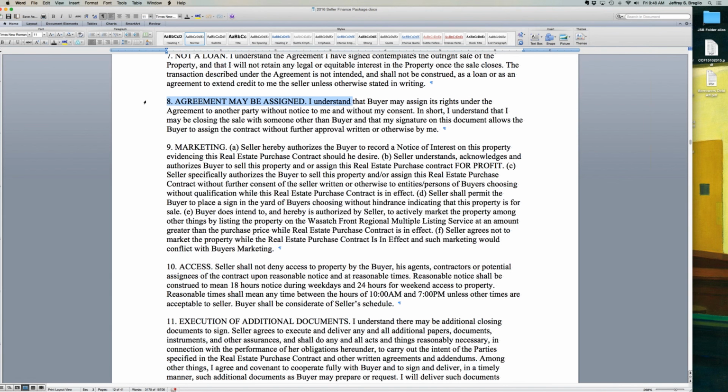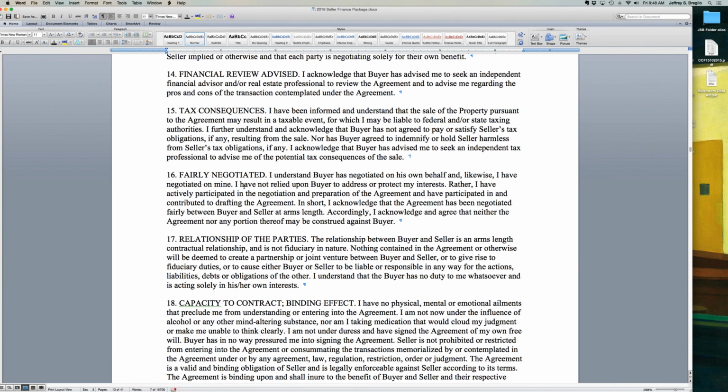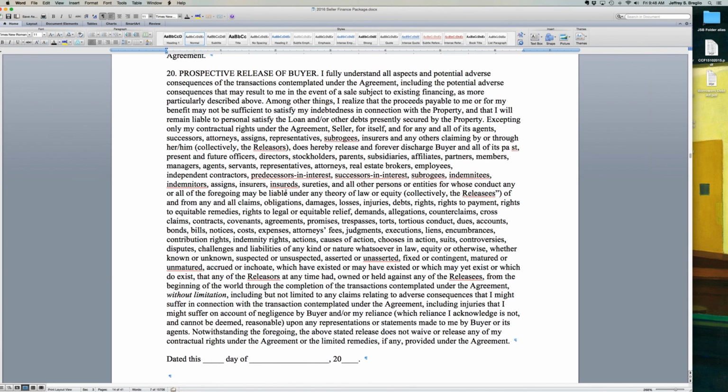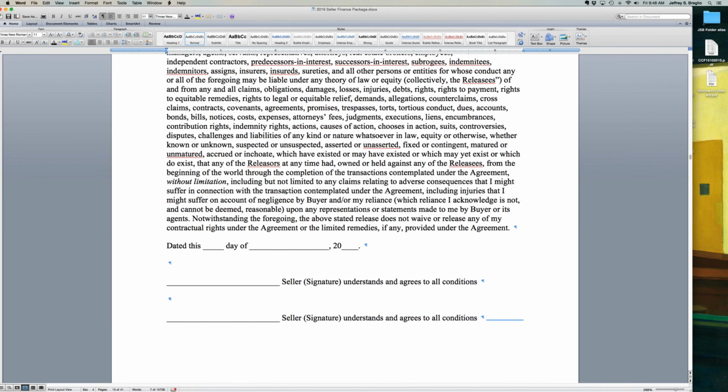This agreement may be assigned. Okay, this allows you to assign that contract, and that gets their permission to do that. So again, this is all sort of disclosures you're providing to the seller, and you're getting them to agree to. It's all about protecting you. So just get them to sign it, and we've never had anyone really not want to sign this.